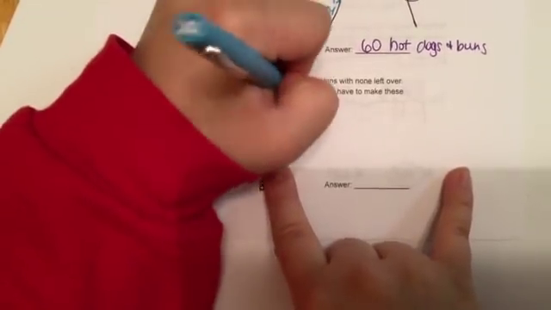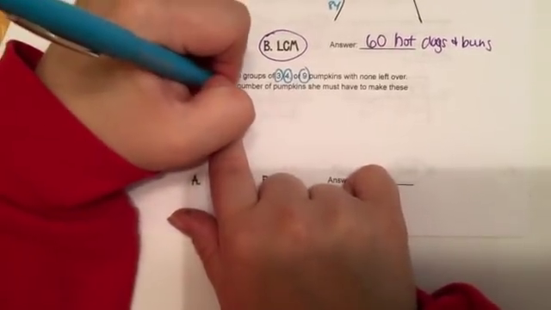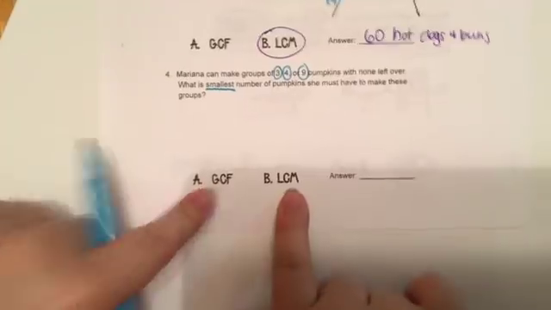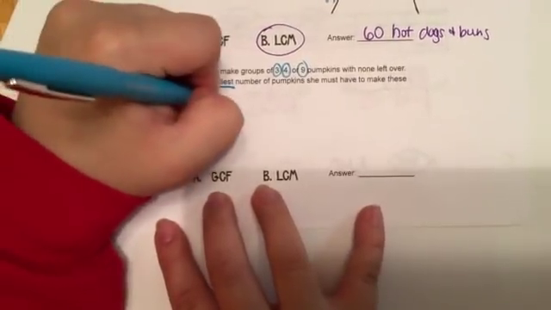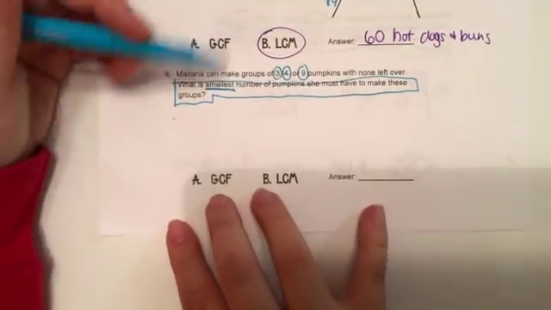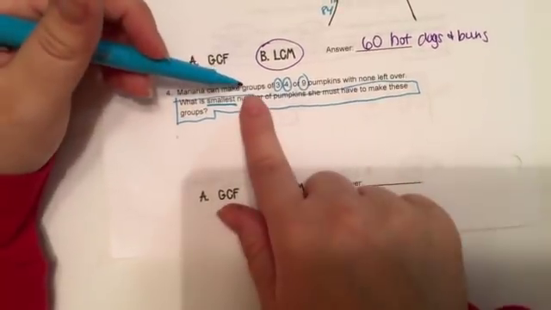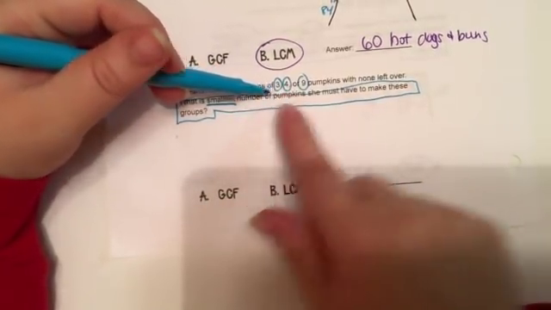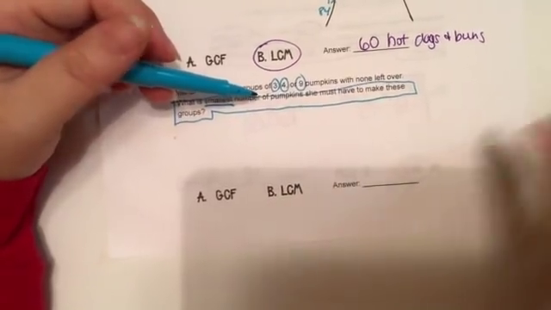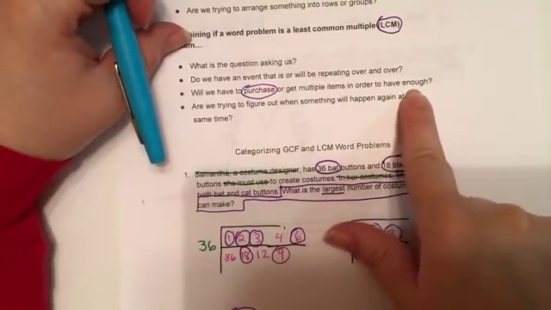So I'm going to go ahead and circle my numerical numbers. I'm going to underline the word smallest because it's kind of like an operation word or a trigger word. I'm going to go ahead and box my question. What is the smallest number of pumpkins that she must have to make these groups? Okay. And now I can say by looking at this, I'm trying to make groups, but at the same time, I'm trying to figure out how many pumpkins I must have in order to have enough to make groups. So this is actually going to be a least common multiple problem.